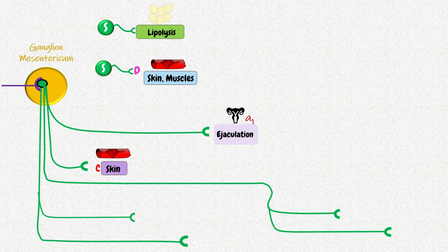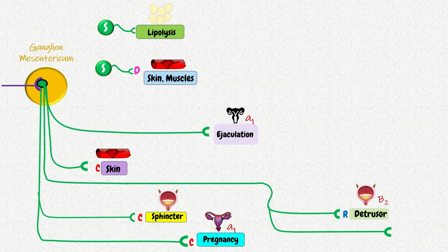It causes contraction of the sphincter of the urinary bladder. It causes contraction of the uterus in pregnancy through alpha-1 adrenoceptor. It causes relaxation of the detrusor of the urinary bladder through beta-adrenoceptor. It causes relaxation of the uterus through beta-2 adrenoceptor.